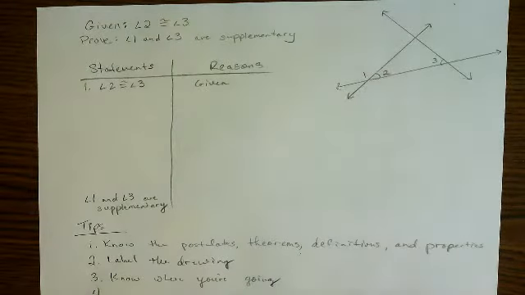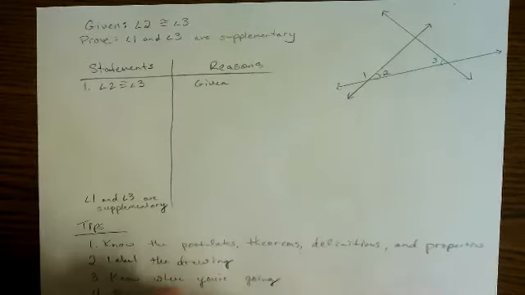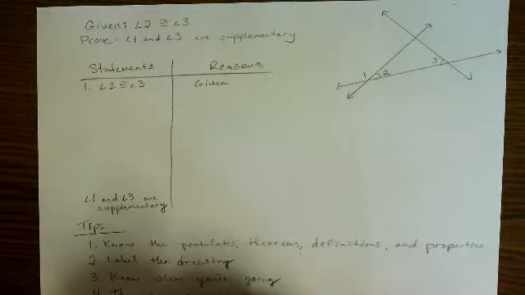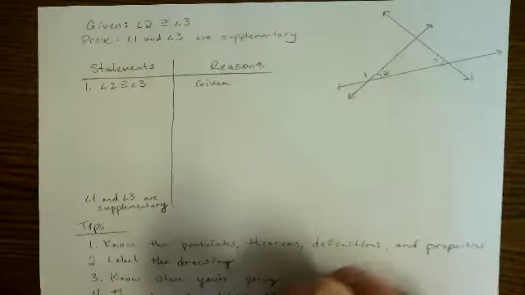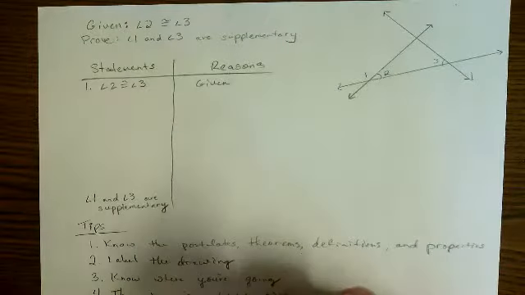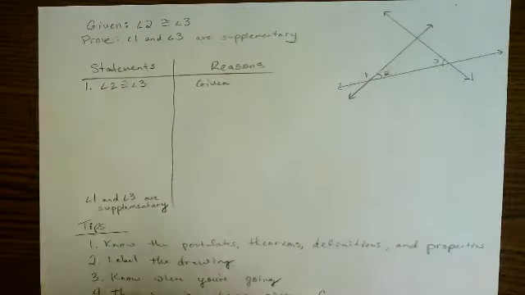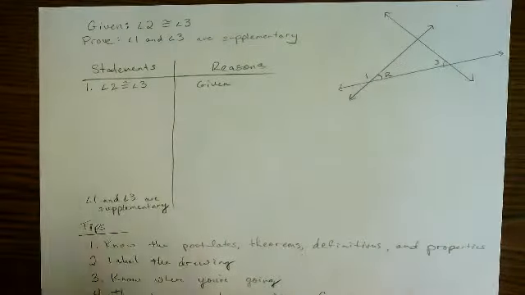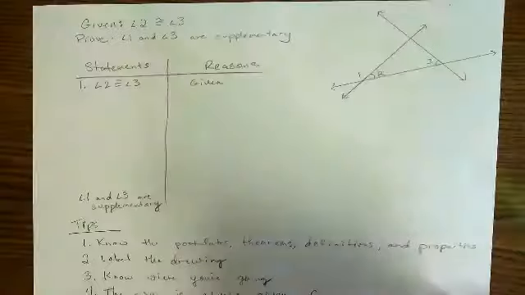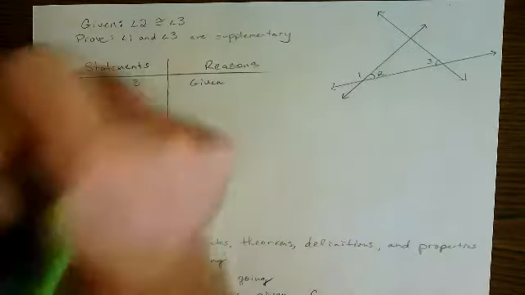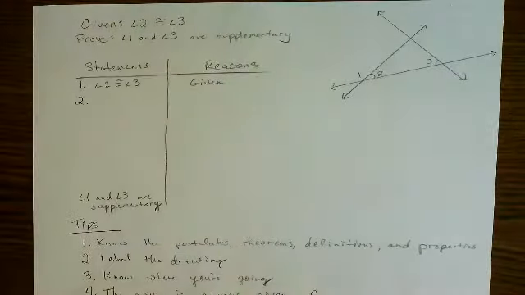But we're going to get there. And that leads me to my fourth tip. My fourth tip is that the given is always given for a reason. There's a reason they told us angle 2 is congruent to angle 3. We're going to use that piece of information. It's probably going to come in the next step or two.